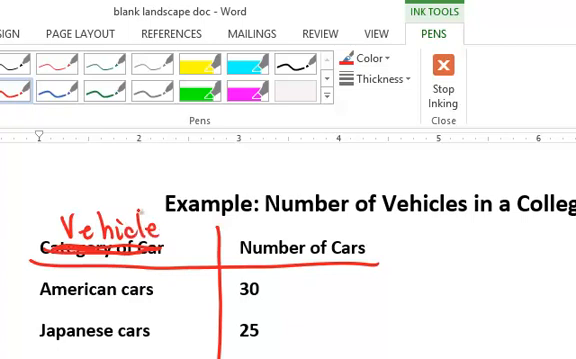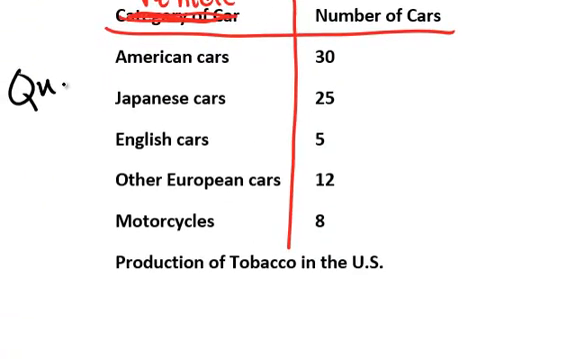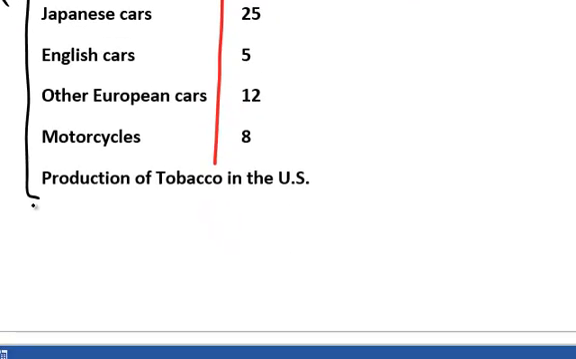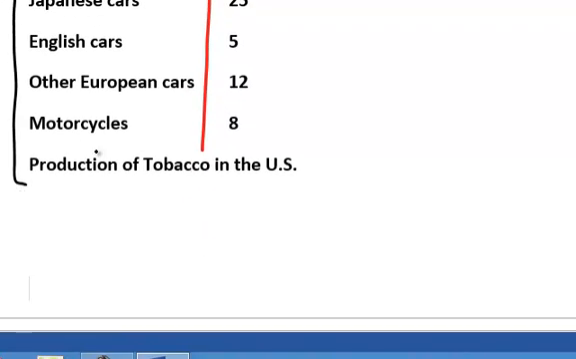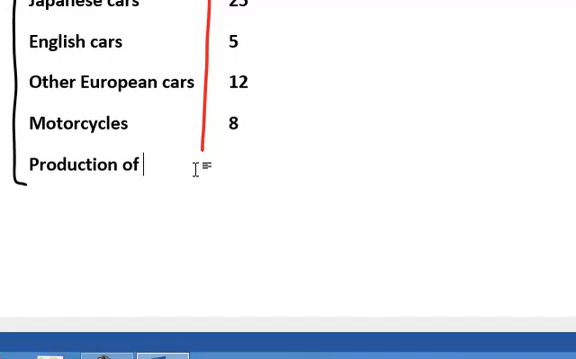Now, those particular items are qualitative data, because those objects, and forget that production of tobacco, I got off on my track, I apologize for that. That's supposed to be on another screen. So I'll scoot that out real fast and apologize for that in the recording of this video. This is qualitative data. The car itself, or the kind of car, American, Japanese, English, European, motorcycle, are not measurable as such.